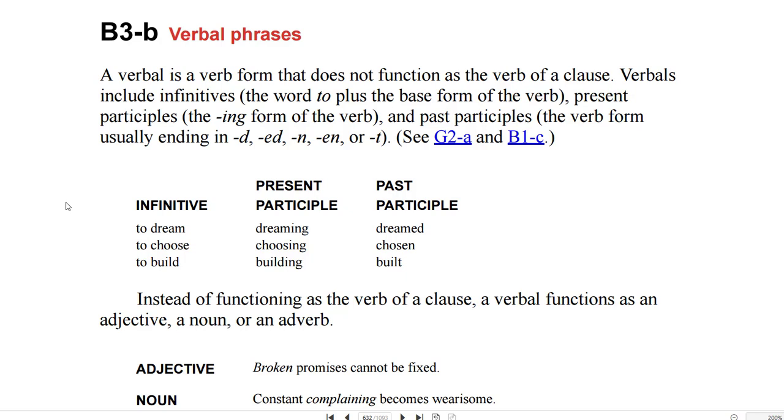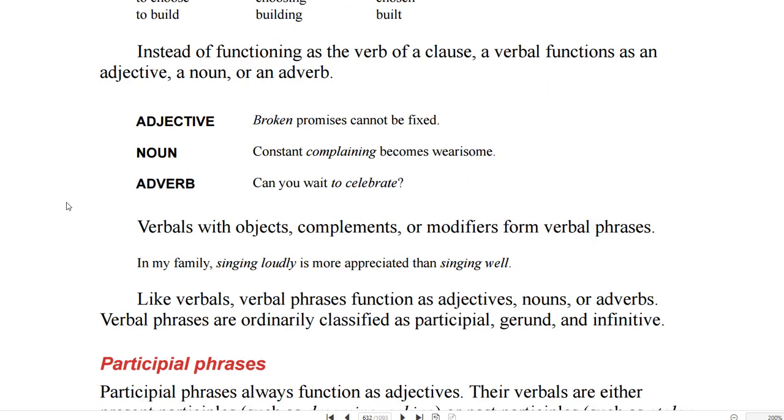Infinitive: to dream, to choose, to build. Present participle: dreaming, choosing, building. Past participles: dreamed, chosen, built. Instead of functioning as the verb of a clause, verbals function as an adjective, a noun, or an adverb. Broken promises cannot be fixed. Constant complaining becomes wearisome. Can you wait to celebrate?